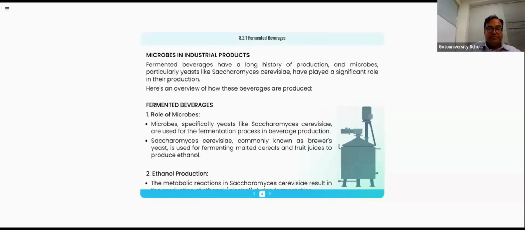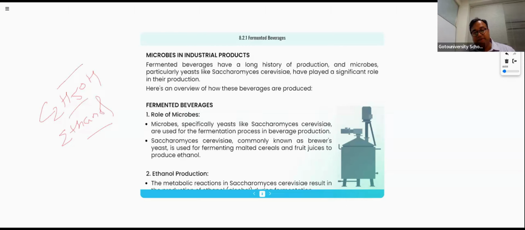Very well, the ethanol production we are executing with the help of the yeast. So the yeast Saccharomyces cerevisiae is used for making ethanol. C2H5OH is nothing but the ethanol. That ethanol production is happening with the help of Saccharomyces cerevisiae.